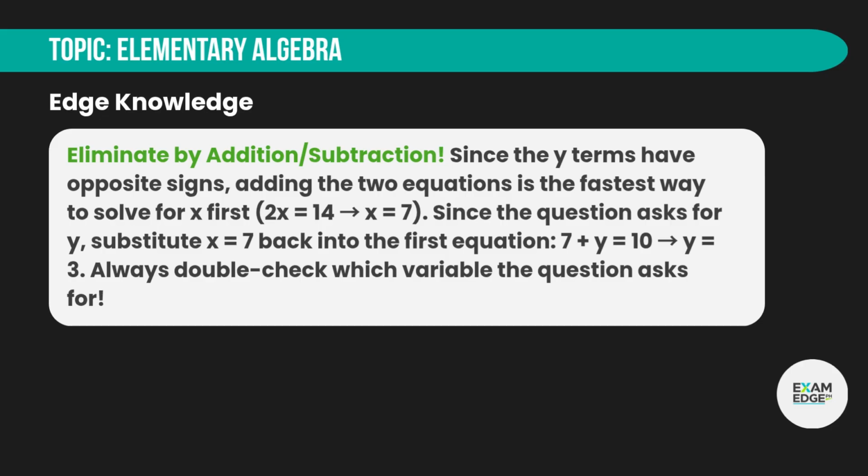Edge knowledge: eliminate by addition or subtraction. Since the y terms have opposite signs, adding the two equations is the fastest way to solve for x first. 2x equals 14, then x equals 7. Since the question asks for y, substitute x equals 7 back into the first equation. 7 plus y equals 10, then y equals 3. Always double check which variable the question asks for.